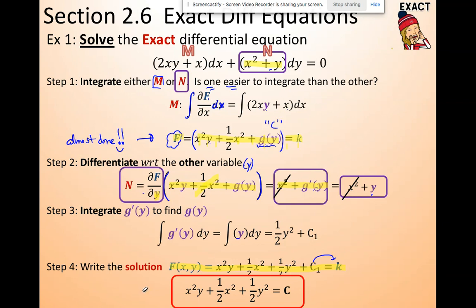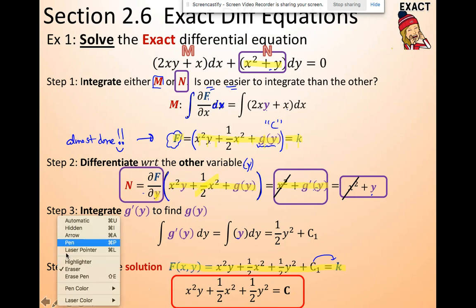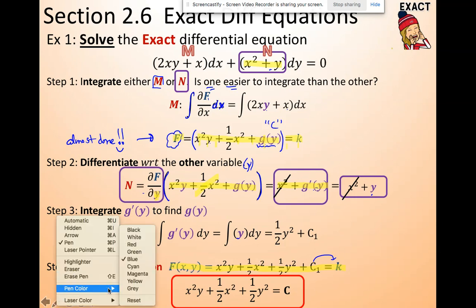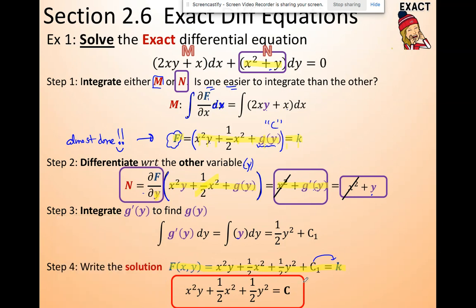Can you check your work? Sure. If you wanted to check your work, and I'll leave that for you to do, well, you take the partial of this with respect to x and take the partial with respect to y, and you know what you're going to get? M and N. That's what you're going to get. Hey, sounded like M&Ms. M and N. Woohoo! All right, let's try another one.